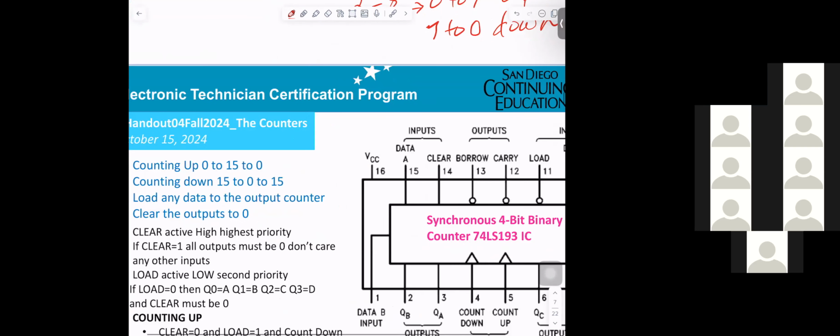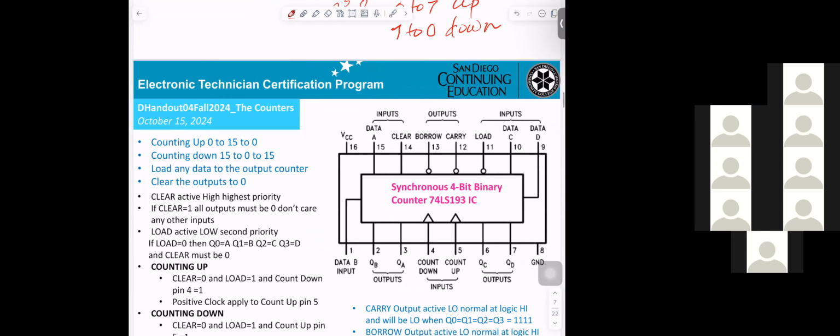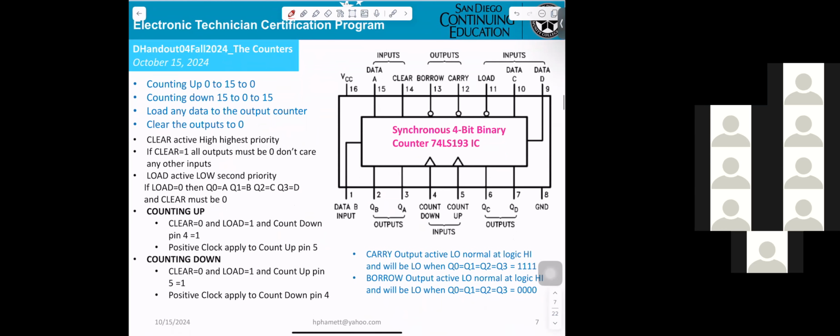Let's see. Now we're talking about the synchronous 4-bit binary counter. Now you get one IC. This IC here, the part number will be 193. How many pins? 16. Pin 16 will be power, and pin 8 will be ground.